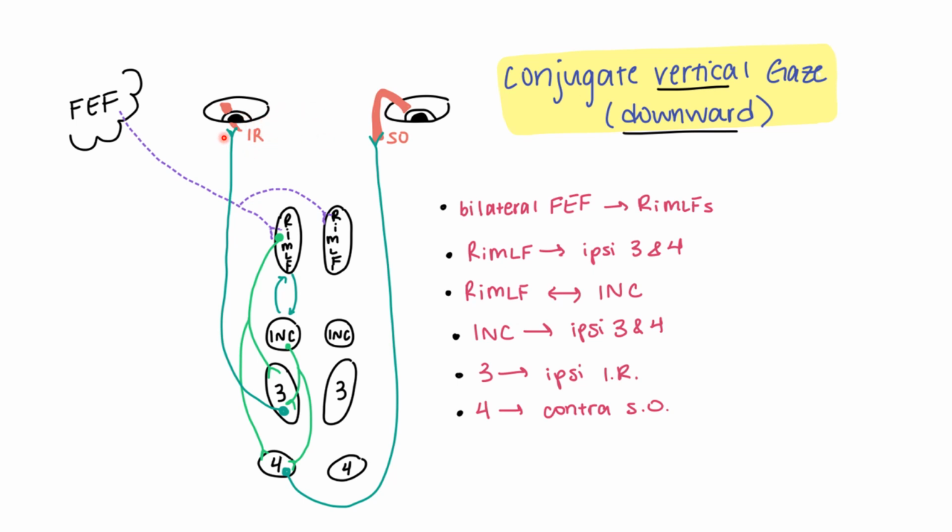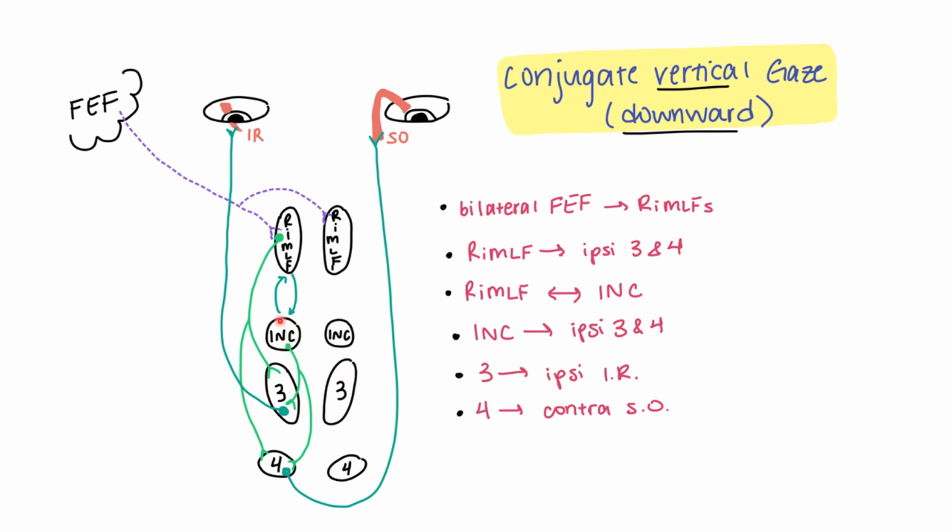But the reason that you have the conjugate vertical gaze downward is because at the same time this is happening on this side, you have that bilateral input. So the same thing's happening here, but in reverse. So when you activate this one, it's going to activate these nuclei. 3 is going to come over here and do the inferior rectus here. So when you combine superior oblique and inferior rectus, you get a perfect down gaze.